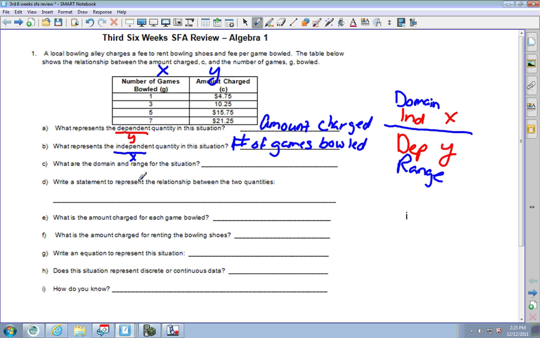Now it says, what are the domain and range for the situation? Domain right here. If we want to talk about domain and range, we can just say that the domain is the number of games, and the range is the amount charged.